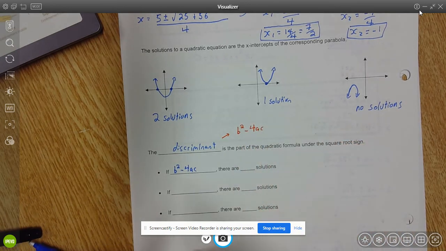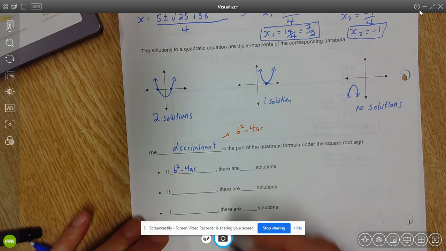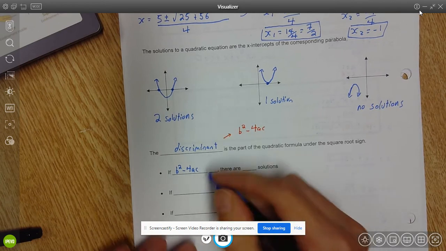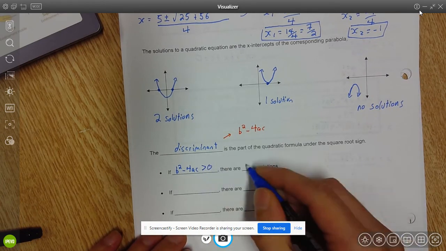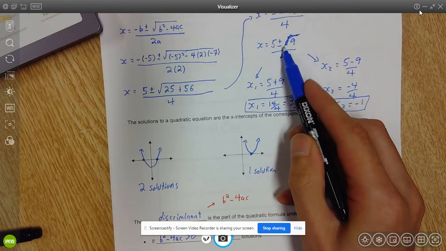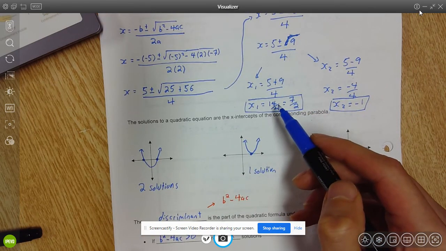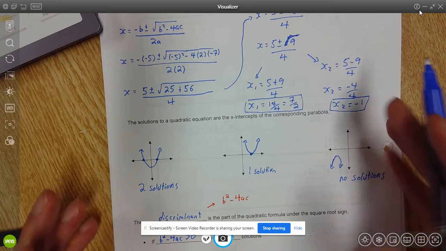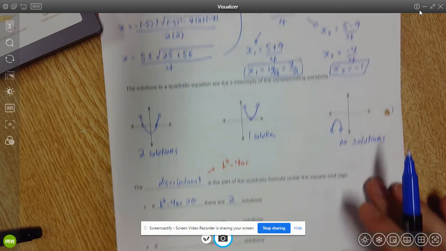So all the examples we've done, you're going to go back and flip through. B squared minus 4ac has always been positive. And that gives us two solutions because I'm adding or taking away a different positive number. So 5 plus 9 is different than 5 minus 9. So I have two possible answers.